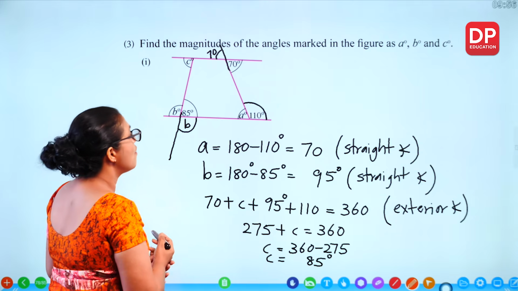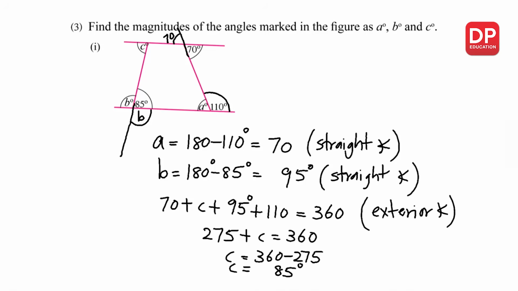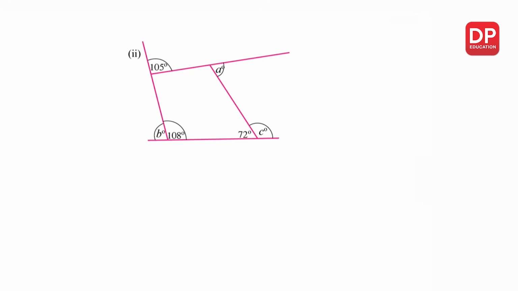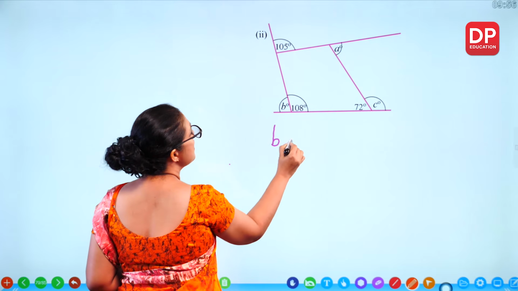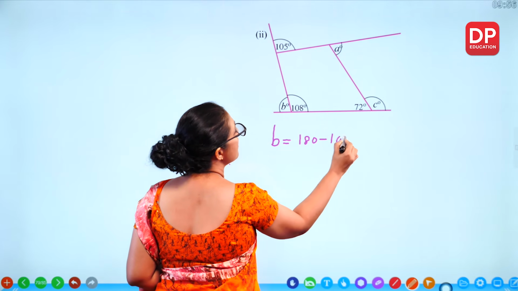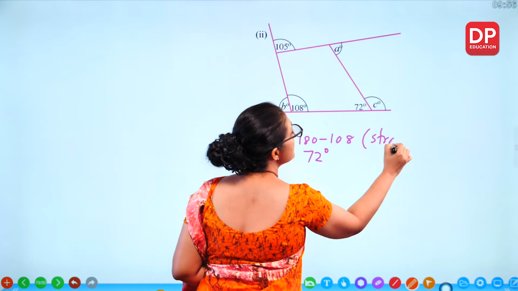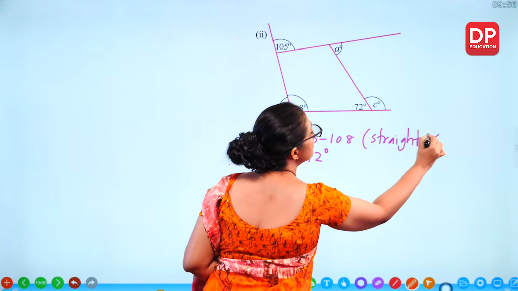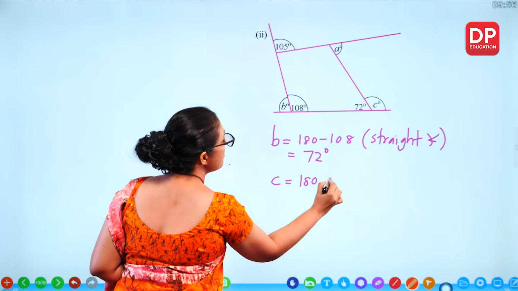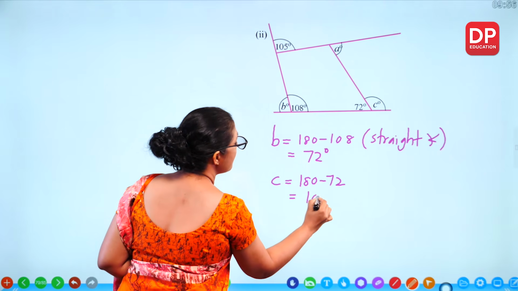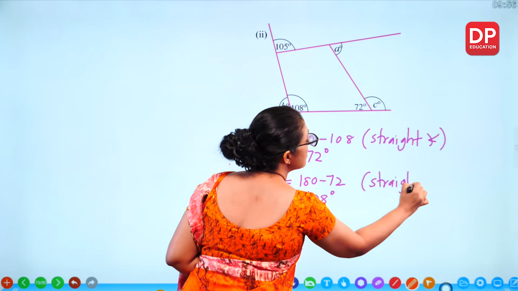85 degrees for C. So we found out A, B and C. This one, straight away we can find out B and C. What's B? 180 minus 108. That's 72 because of straight angle. C also we can find, 180 minus 72. That's 108. Straight angle.